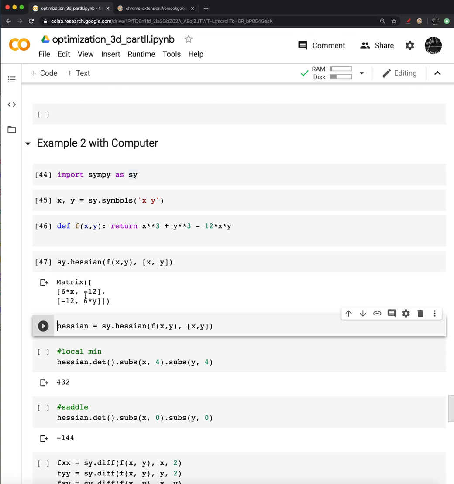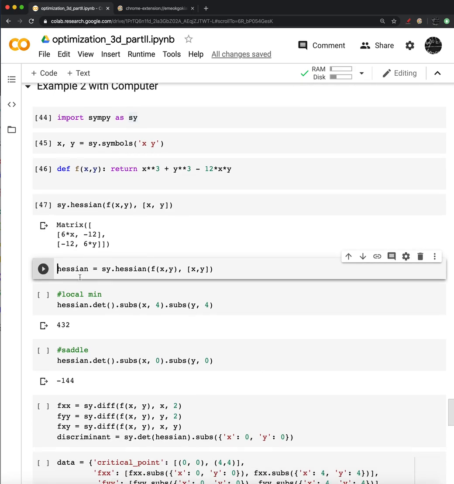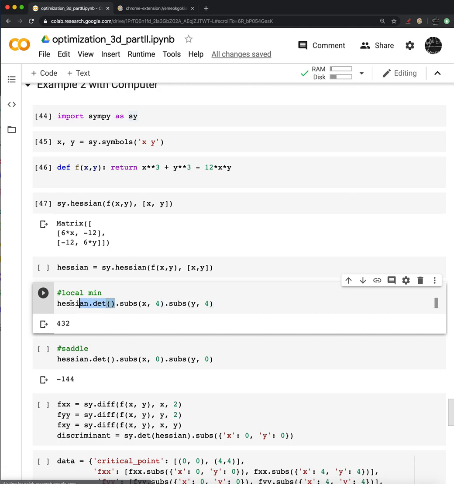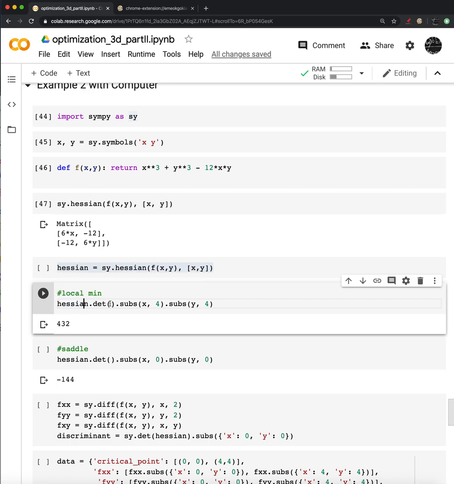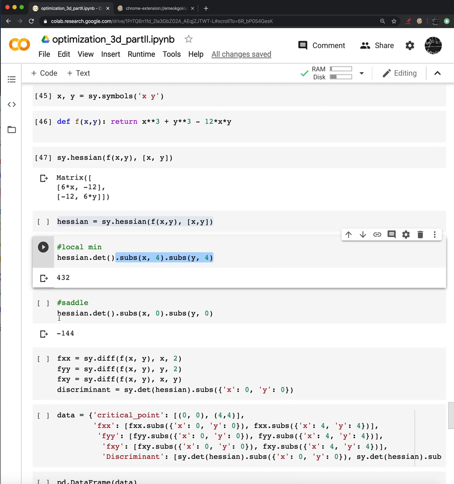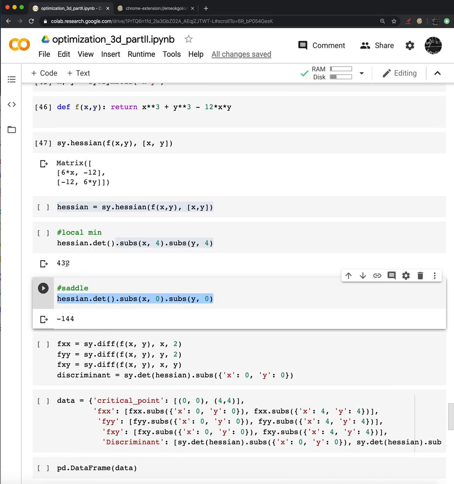Okay? And to find that discriminant, what we actually do is we take what's called a determinant of this Hessian matrix. Now, we also need to evaluate that at each of our critical points. So to take the determinant is just this Hessian dot determinant. After the Hessian, I saved the results of this after having actually just displayed it here. So now I have this variable Hessian. I take the determinant of it, and then I substitute 4 in for x and 4 in for y, and I get my 432. Same idea, I can substitute 0 and 0 in, and I get negative 144. So that's what that number should have been, was 432.